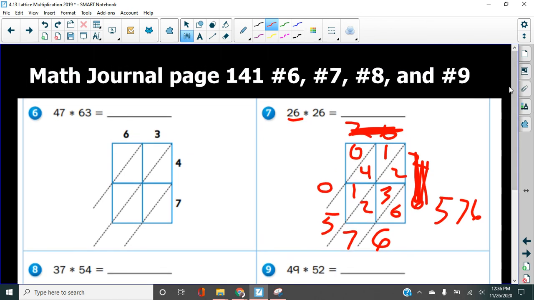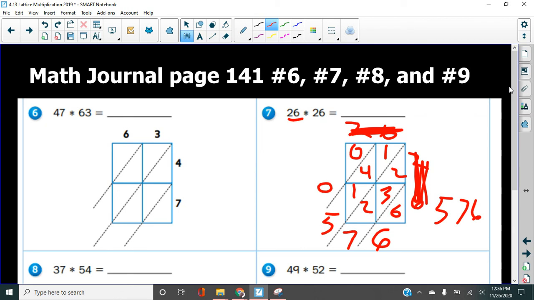This is the lattice method. If you love it, great. You might want to keep doing it all the time if it's getting you the answer right every time. If you hate it, great too. You're going to do this page and then probably never ever use it again in your lifetime. And you'll be happy about that.